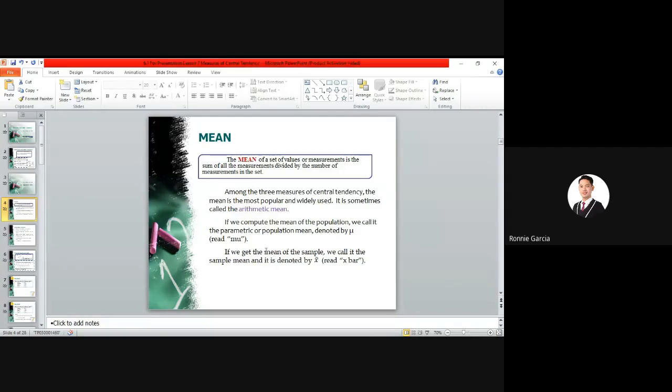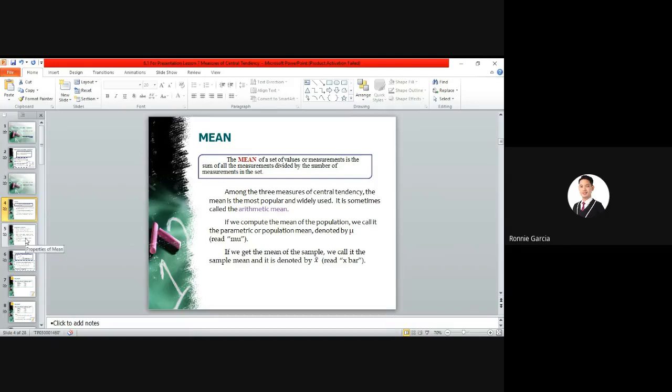Pero kung daghan kay ang population, usually when we are conducting research, we are doing sampling. So kung sample lang siya, you're going to get the sample average or mean. So the symbol for that is X bar. So this is just a simple reminder, especially when you are reading mga textbooks in statistics para di mo malibog.